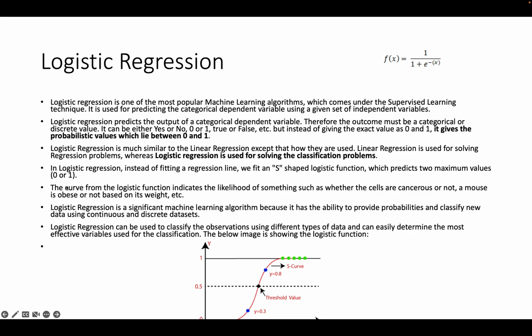or 1. The curve from the logistic function indicates the likelihood of something, such as whether the cells are cancerous or not, a mouse is obese or not. Who wants to know if a mouse is obese or not, based on its weight, etc. Logistic regression is a significant machine learning algorithm because it has the ability to provide probabilities and classify new data using continuous and discrete data sets. So that is the advantage.